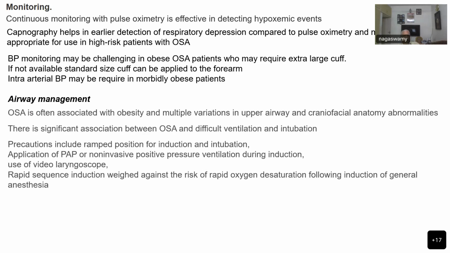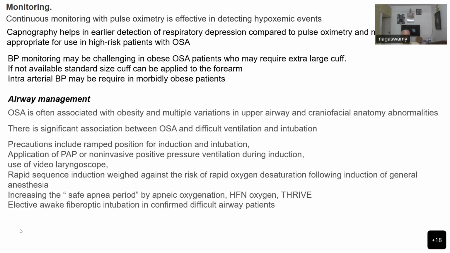And rapid sequence induction, even for elective cases, you mentioned only laparotomy as an emergency. In all obese patients, it is a better practice to go for RSI rather than the conventional mask ventilation and intubation. So increasing the safe apnea period by other methods like HFNO, THRIVE, all these things should be planned if you anticipate some amount of difficulty different from the conventional elective cases.